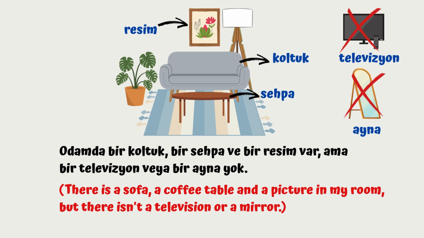So this is how we say it in Turkish. Odamda bir koltuk, bir sehpa ve bir resim var ama bir televizyon veya bir ayna yok. As you see, the sentence starts with a position, a place, which is odamda, which means in my room. And the sentence ends with a var or yok, and we list the items in the middle. So in this case, we have bir koltuk, bir sehpa ve bir resim, or bir televizyon veya ayna.